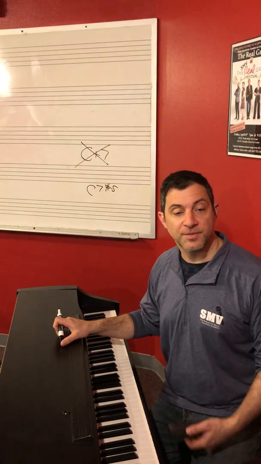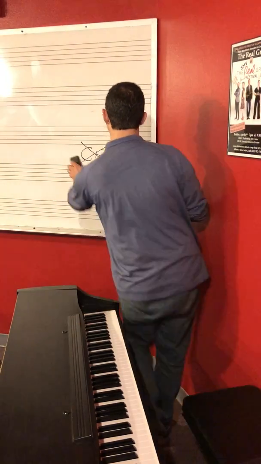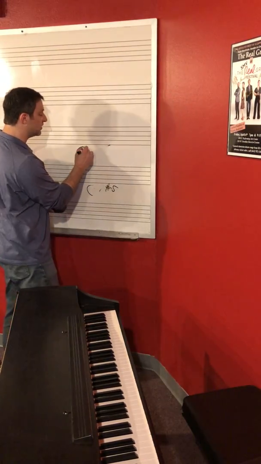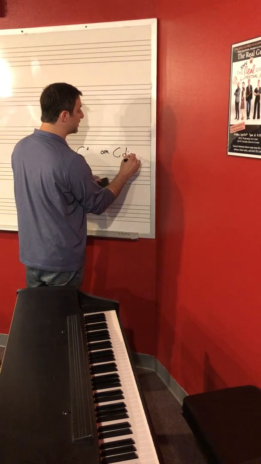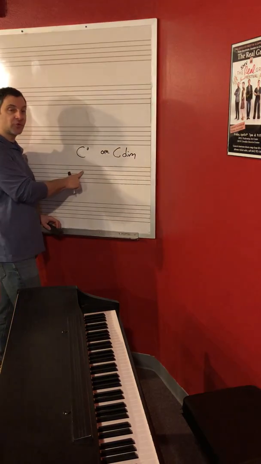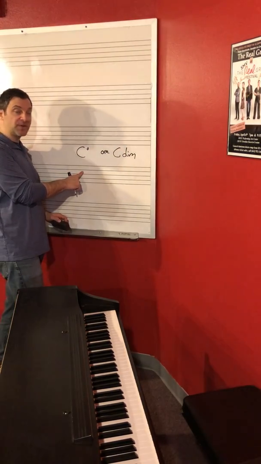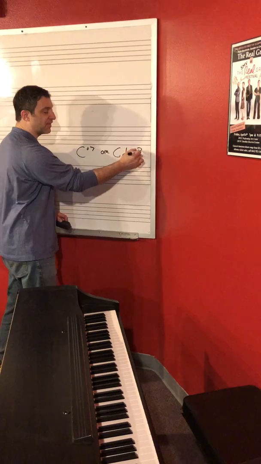And that brings us to our diminished chords. We have the C circle, or if you rather, C diminished. Now that implies a triad. If you want it to be a diminished 7th chord, then we have to write the 7 in, of course.